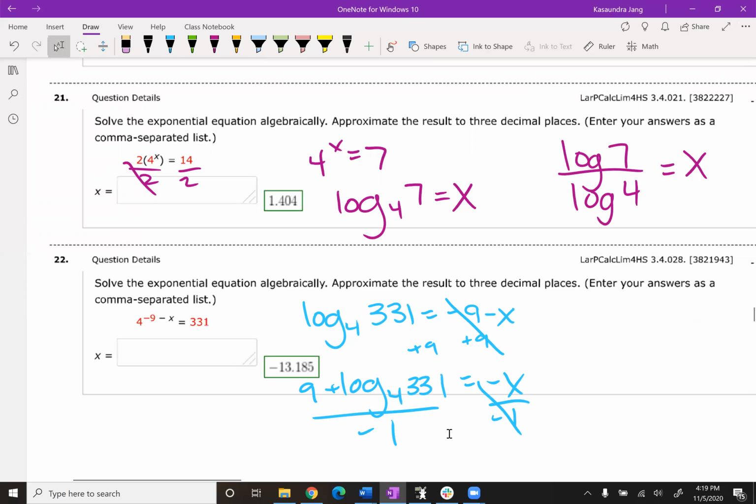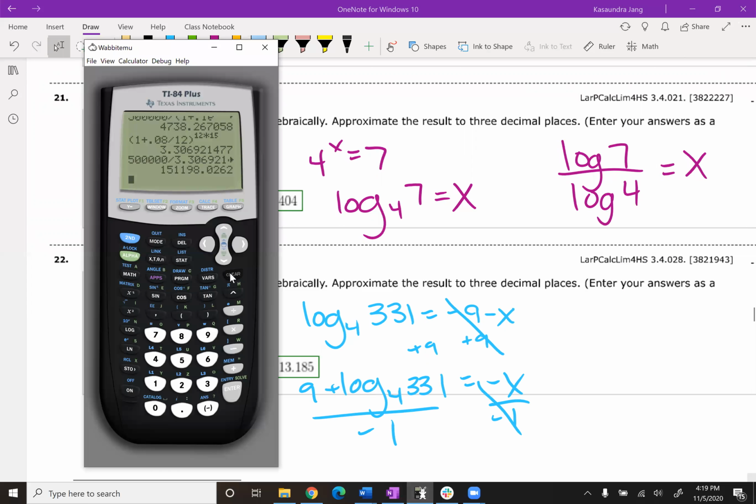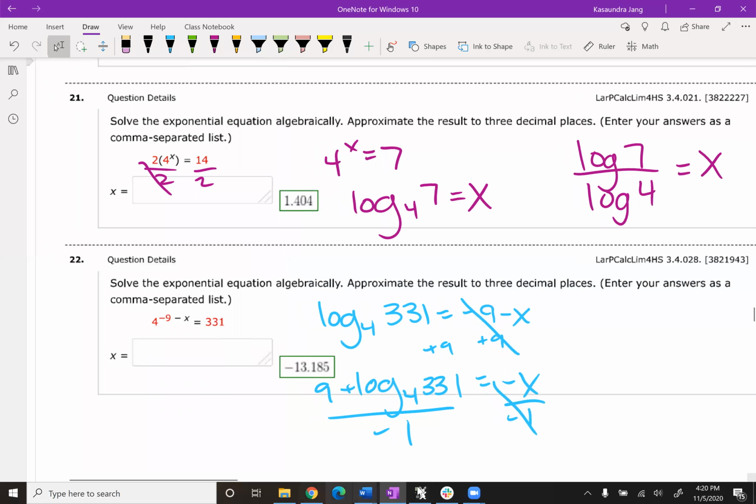So again, messy, but I'm just going to put it in my calculator. All right, so 9 plus the log base 4. Let's do the common log, or sorry, not the common log. I'm going to do the change of base formula into common logs. So instead of log base 4 of 331, I'm going to do log base 10 of 331 over, again, log base 10 of 4. It's my change of base formula. Okay, and then it was divided by a -1, so basically change the sign into a negative number. So that's how they got this negative 13.185.